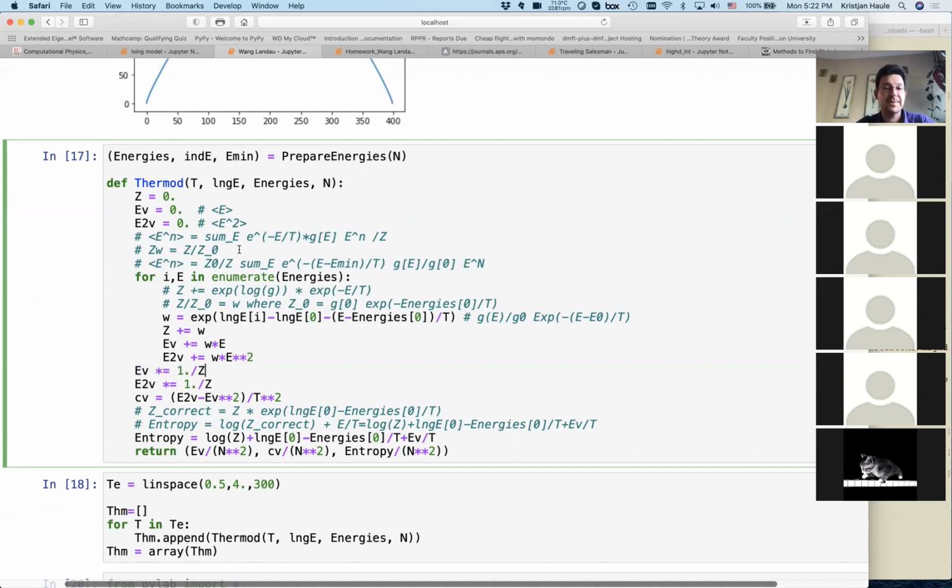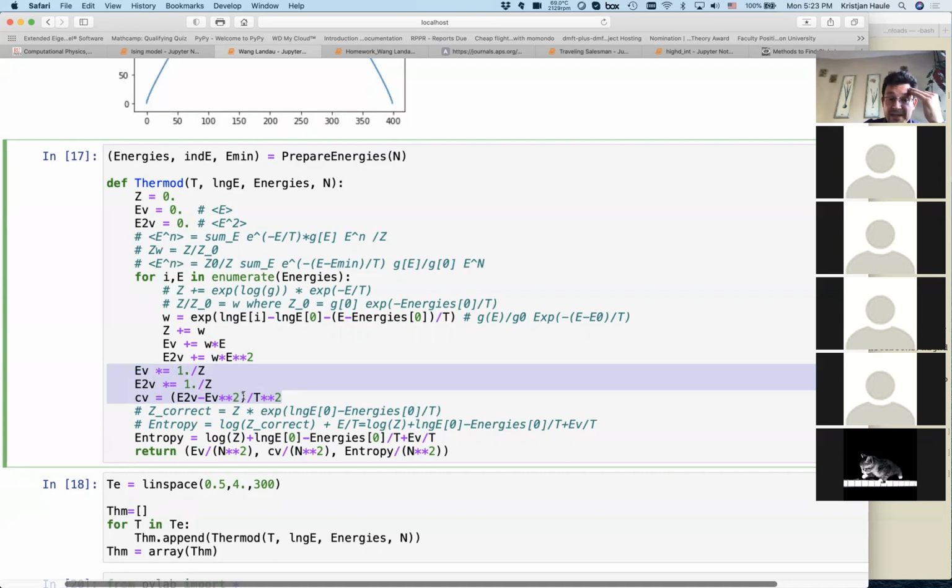But this quantity, what we call Z here, is basically Z divided by Z0 already, okay? So therefore, if we divide by Z divided by Z0, which is the same as multiplying by Z0 over Z, we get exactly the total energy, we get the square of the total energy, and then the specific heat is E square minus average energy squared, over T square, isn't it? So with this, we already calculated these three quantities: total energy, energy square, and specific heat.